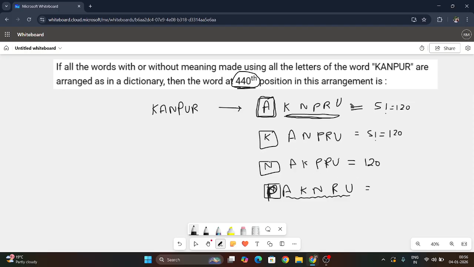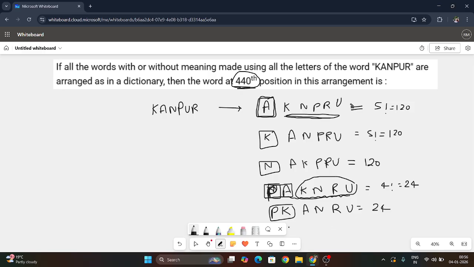Okay, so what you can do, let's fix these two letters, and if you fix these two letters, then the remaining 4 letters can be arranged in 4 factorial ways, which means 24. In a similar way, let's suppose we fix the other two letters, P, and after P, A, and after A what will come? K will come. So P and K, these two are fixed, and you will get A, N, R, U, and this is going to be done in 4 factorial ways.